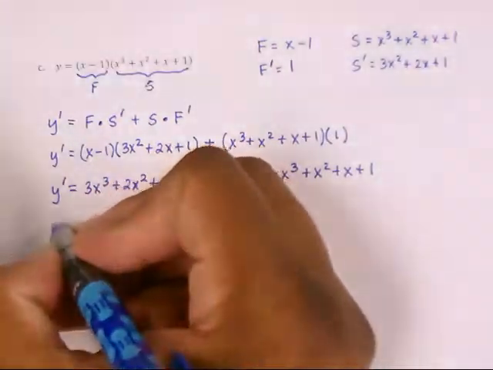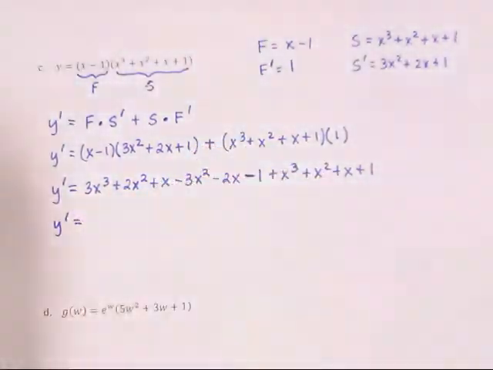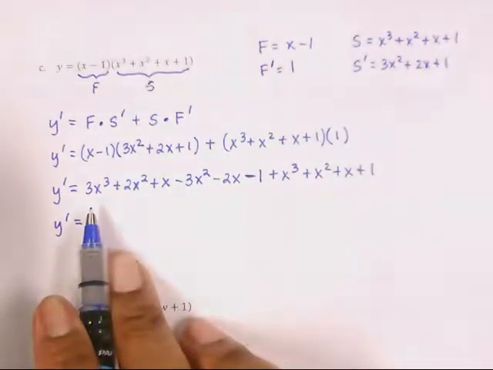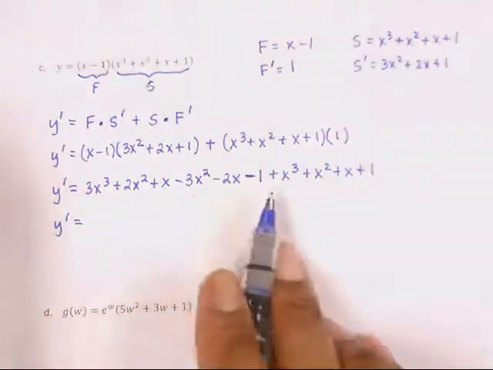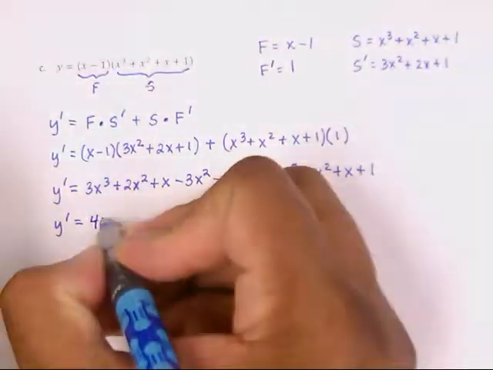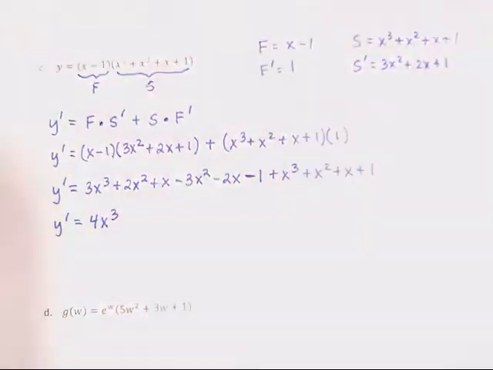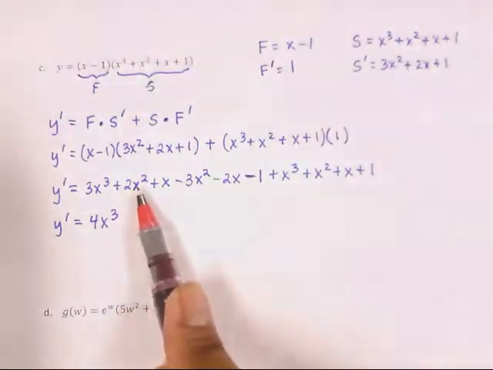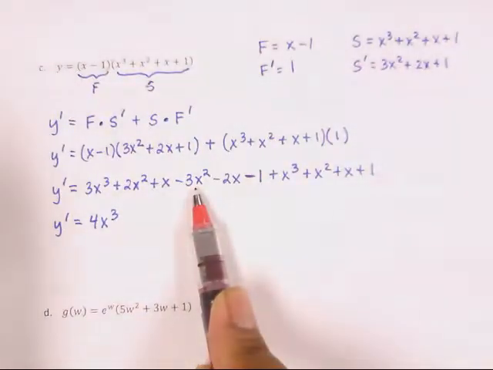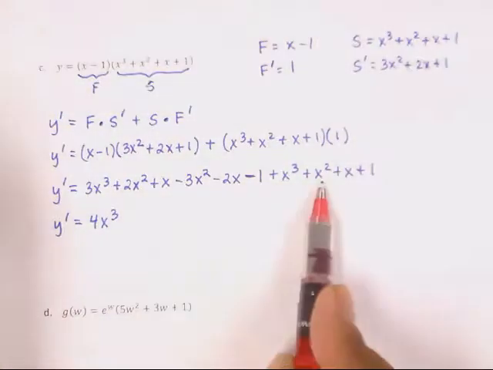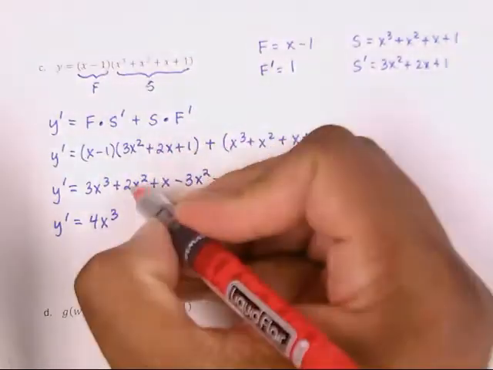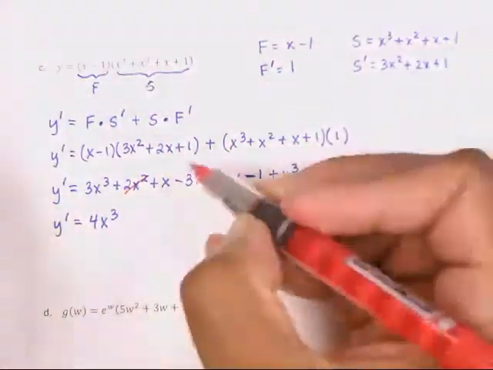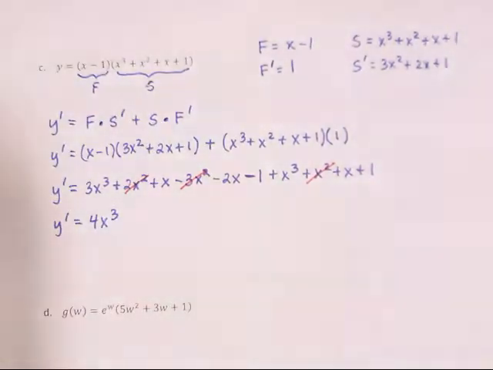And let's see if we can combine like terms here. Well, I got 3x cubed and an x cubed. Well, 3x cubed and a 1x cubed would be 4x cubed. And now 2x squared minus 3x squared would be negative x squared, and then I got a plus x squared right here, so that 2x squared with this x squared along with the minus 3x squared, that's gone.